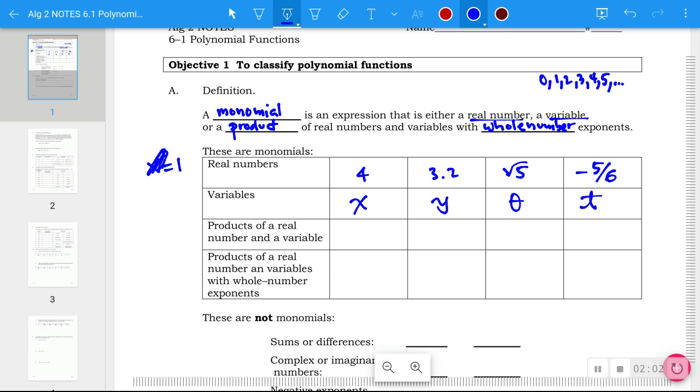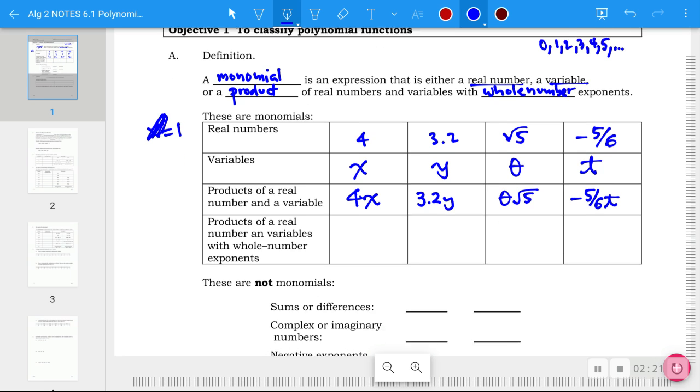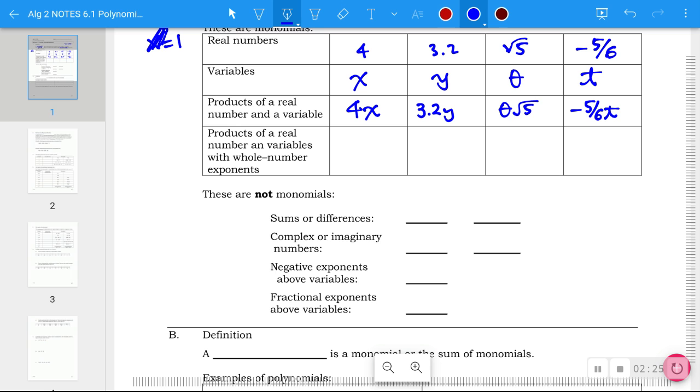Okay, so let's do a product of a real number and a variable. We could do 4x or 3.2y or theta times root 5 or negative 5/6 times t. Yeah, you can have multiple variables. So in other words, long strings, and it's got to be multiplication. You can't have an add or subtract involved. But if I had 2n to the third power, you could write it like this. And you can see that the glue that holds this monomial together, and here's a central concept, is multiplication. So you could think of it as a whole bunch of numbers, or just one number, but a whole bunch of numbers held together with multiplication.